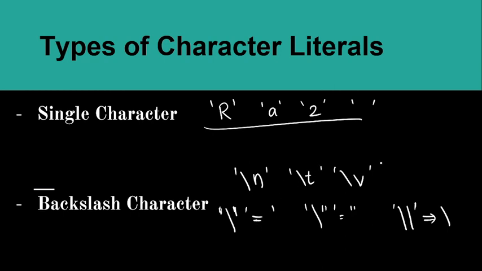These \n, \t, \v are also called non-graphical characters, or they are called escape sequences, where they escape from that particular character getting printed on the screen. So when I say \n, it is not n as a character, but \n is the escape sequence which has some meaning, which is a new line character. Likewise, we can have either a single character constant or a backslash character constant.